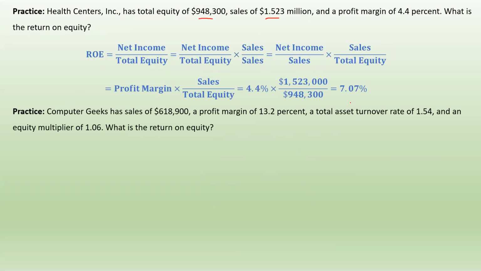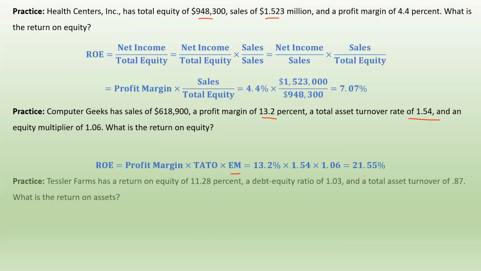Third practice: Computer Geeks has sales of this amount, profit margin, total assets turnover, and equity multiplier. What's the return on equity? As the DuPont analysis shows, return on equity equals profit margin times total assets turnover times equity multiplier. We have the profit margin, total assets turnover, and equity multiplier. We can find that the return on equity is 21.55%.